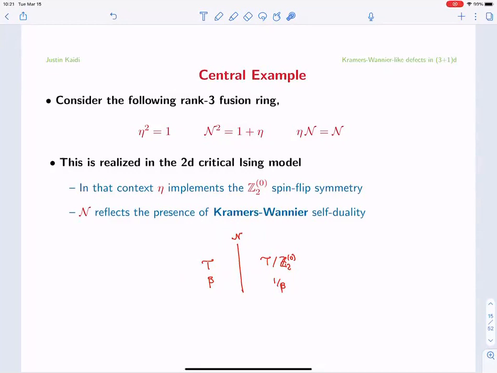Okay, so we've seen that this N is closely related to self-duality. It turns out that whenever you have an N satisfying these fusion rules, then you'll have some notion of self-duality. And why is that the case? So let's see why that's the case.